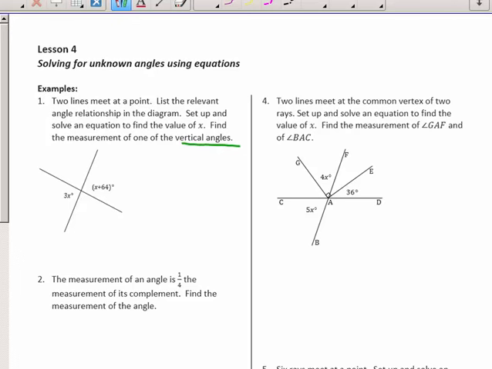So they're telling us, right, we know vertical angles are across from each other, and we also need to remember that vertical angles are equal to each other. So that's our relationship: vertical angles are equal. And so my equation is going to look like 3x equals x plus 64.